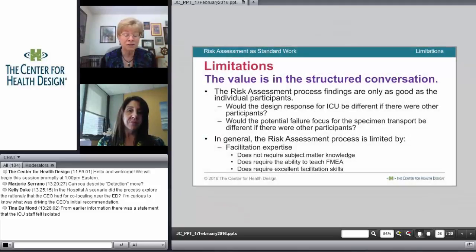So the facilitator does not need to be a subject matter expert. So clearly I did not know all the detail about a frozen section coming from the OR to the lab. I learned a lot, and some things I didn't really want to know all about, but you have the nurses and those talking about it.